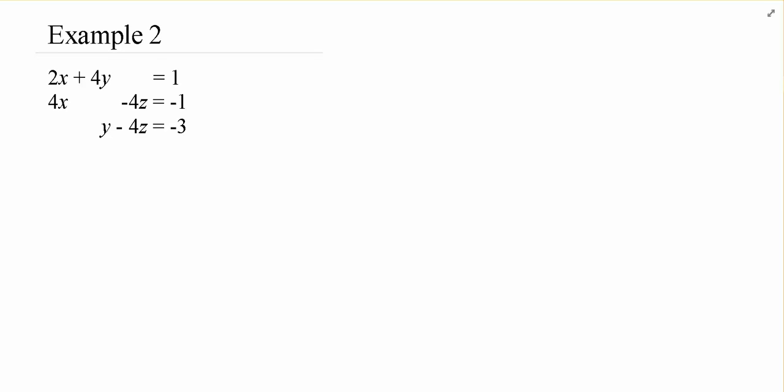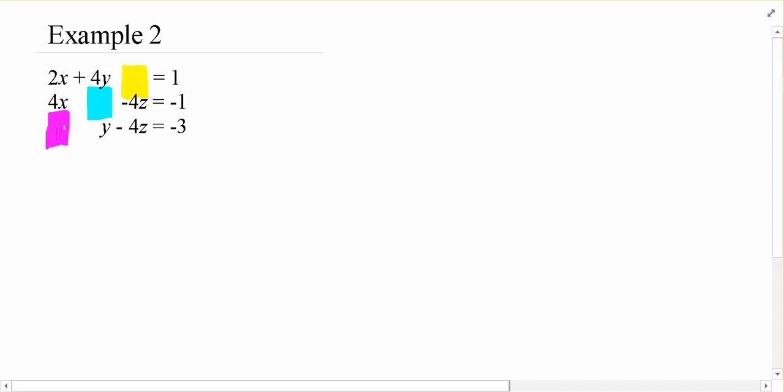All right, second example. For second example, we're going to start off the same way. We're going to start off choosing a variable to eliminate. Now, z seems like a reasonable possibility because we do have a freebie there. Y would also be a reasonable possibility because we do have a freebie there. X would even be a reasonable possibility because we do have a freebie there.